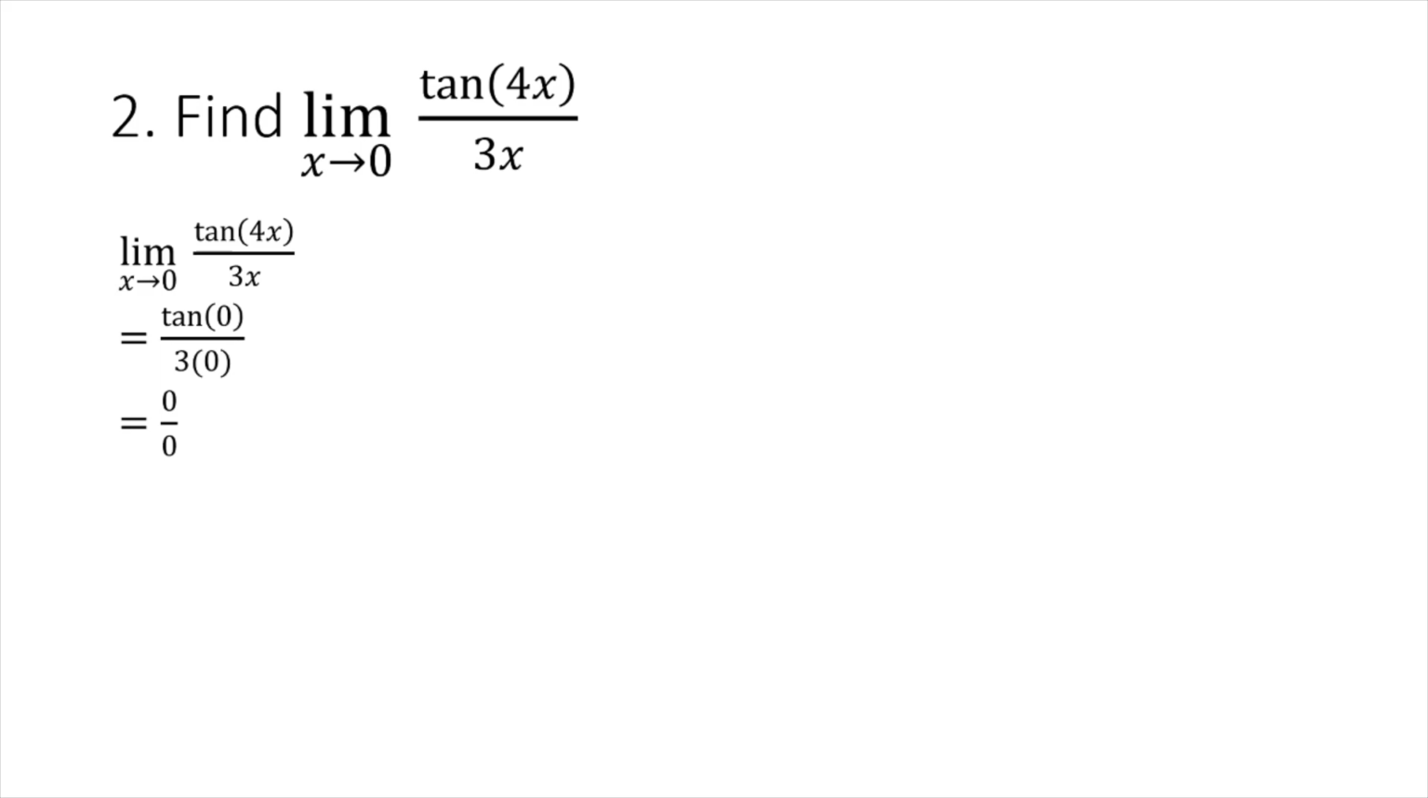Now, if you look at the two special trigo limit theorems, they involve sine and cosine, right? However, for this particular problem, we have tangent. So first, we have to apply the identity for tangent. And tangent is the ratio between sine and cosine. So we can rewrite the limit as the limit of sine of 4x over cosine of 4x, all over 3x, as x approaches 0.